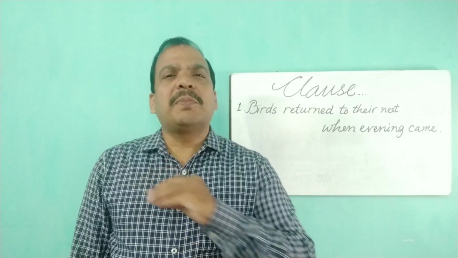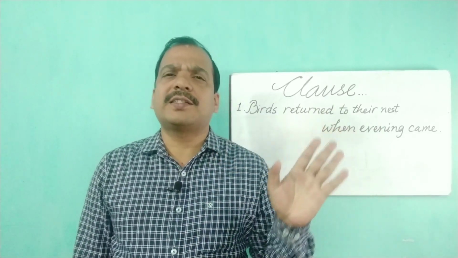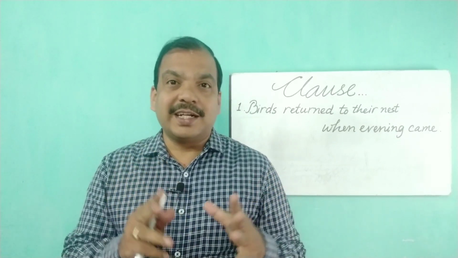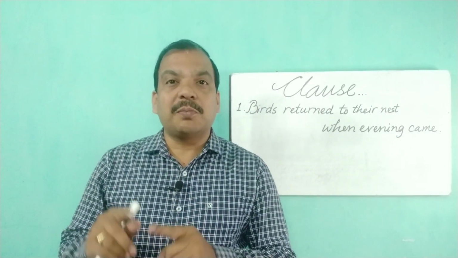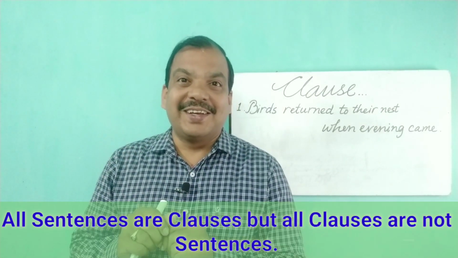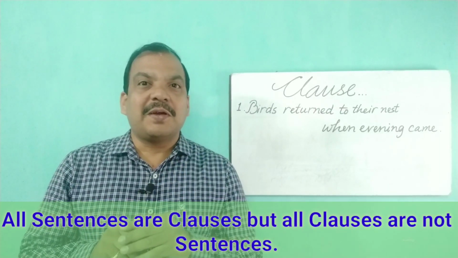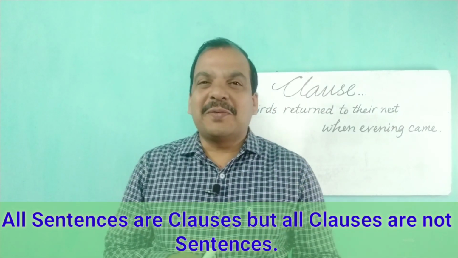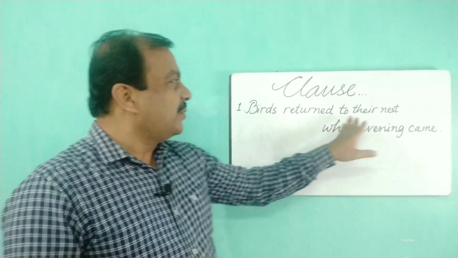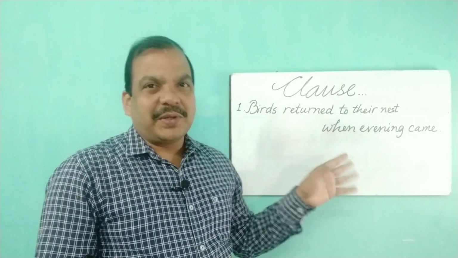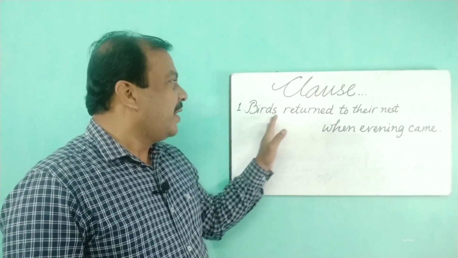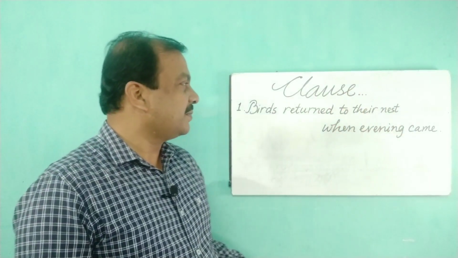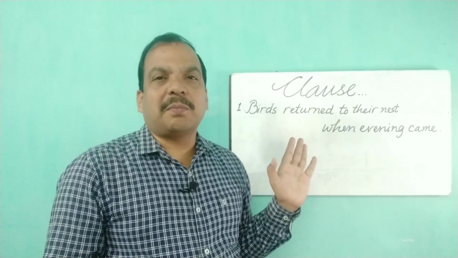Traditionally, clause was completely different from sentence. Sentence is something else and clause is something else. But so far as the modern approach is concerned, they say that all sentences are clauses. But we should not underestimate the power of traditional English grammar. All sentences are clauses, but all clauses are not sentences. Why this? Wait for it. So, when birds returned to their nest, when evening came, that we already discussed earlier. When we find such a sentence, you see that birds return to their nest is one part. When evening came is another part of the sentence.